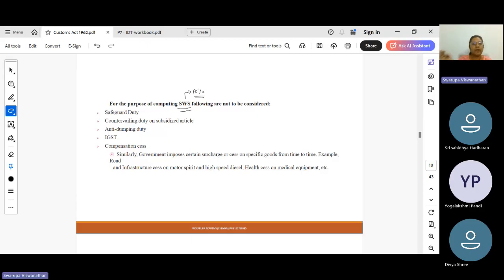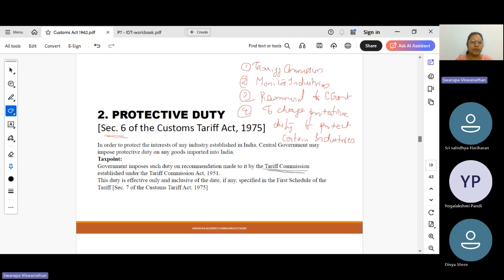Okay. So the social welfare surcharge is not applicable for safeguard duty, for countervailing, anti-dumping, IGST, for other type of duties. This surcharge is not applicable. Surcharge is applicable only on basic custom duty. Okay. Then protective duty.